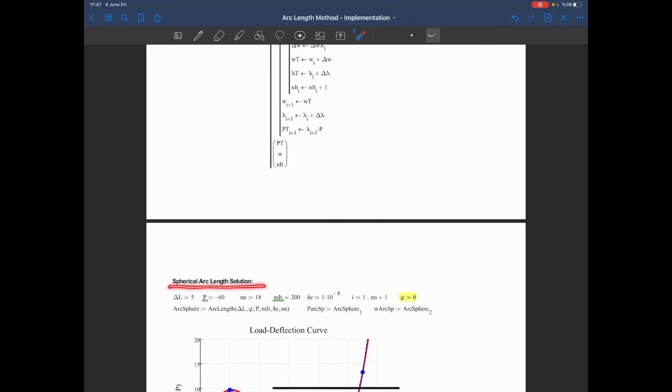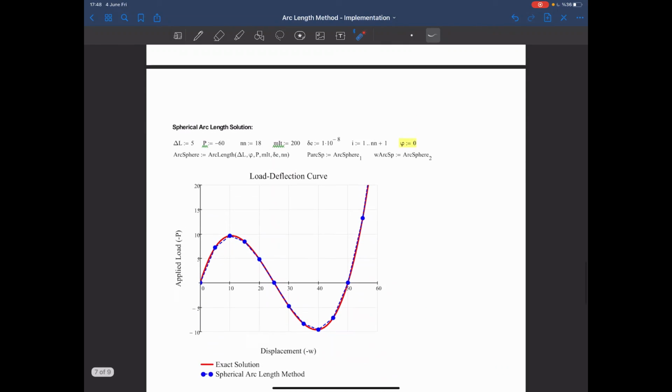Now our starting point will be taking a look at the spherical arc length method, meaning that this phi factor is equal to 0. So the arc length definition depends only on the displacement. So the delta L here is equal to 5. I'm giving the total force to the algorithm. So this is the result.